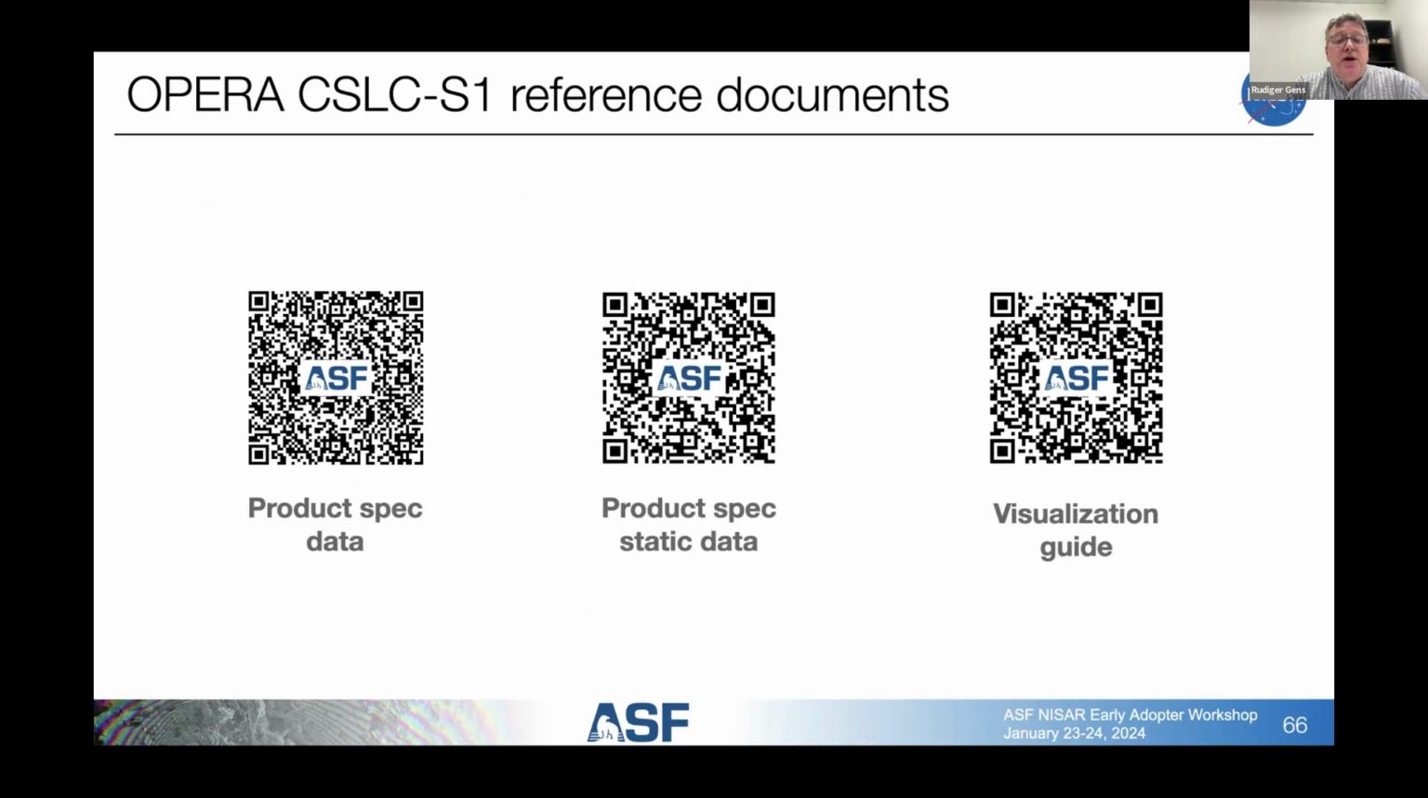There's a product spec, and there are two parts to it. The actual product itself is in the regular product spec. And there are some static data, which is mostly ancillary information, something like the orbit information. The list of static data is actually a lot longer, and we'll go through those in some detail.